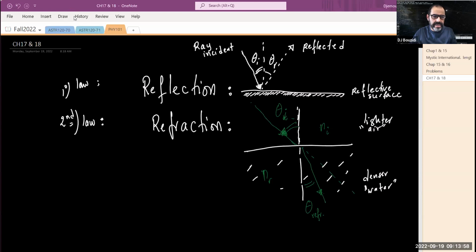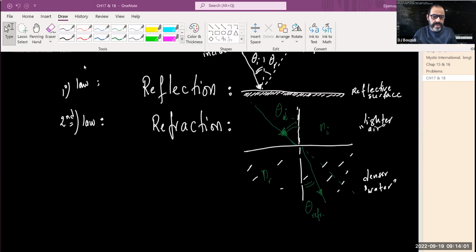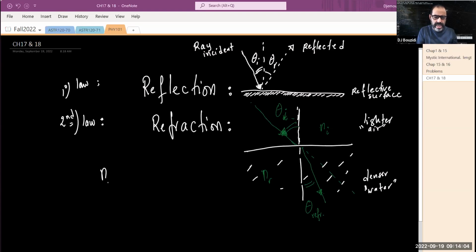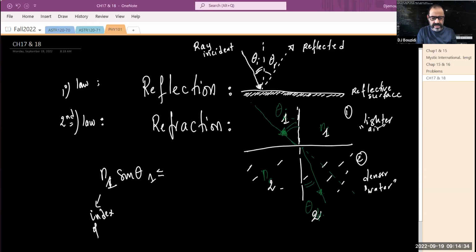And the law basically says that there is a mathematical expression like n of the first medium, let's put it 1, times sine of theta 1. I changed the symbols so this is medium 1 and this is medium 2. So just to stay in general, instead of talking about air and water or something like that, there are two media, medium 1 and medium 2. This product of the index of refraction, which every material has, and we're going to explain what that is, has to do with the speed of light, actually. These two are equal: n1 sine theta 1 equals n2 sine theta 2.